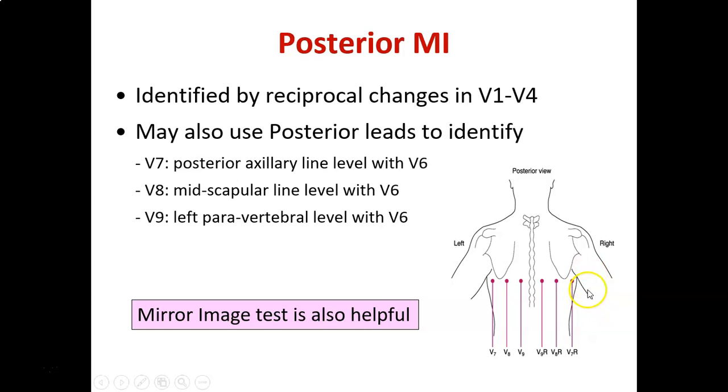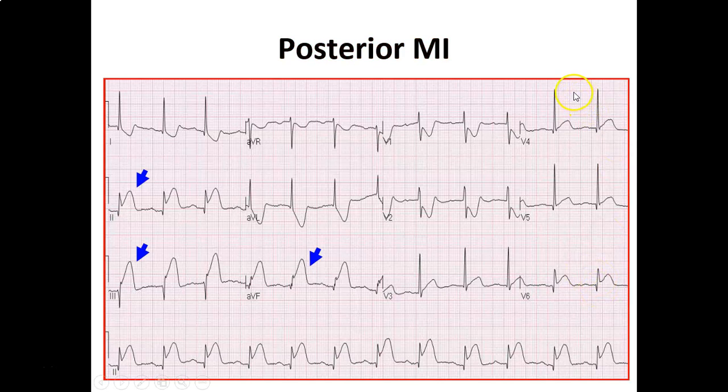So what we do, we may use a mirror image test. That is, if you place a mirror in front of the V1 and V2 of this ECG, the R wave in V1 will become Q, and ST segment depression will become ST segment elevation. Or more simply, you can just take the ECG and invert it and then see. So the R wave will become the Q wave, and ST segment depression will appear as ST segment elevation.